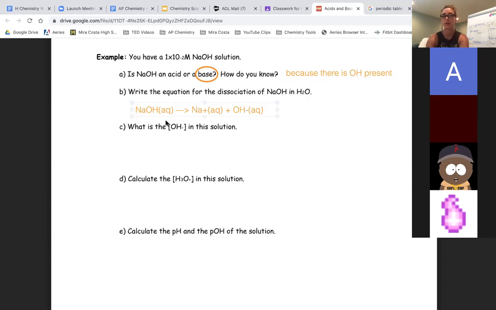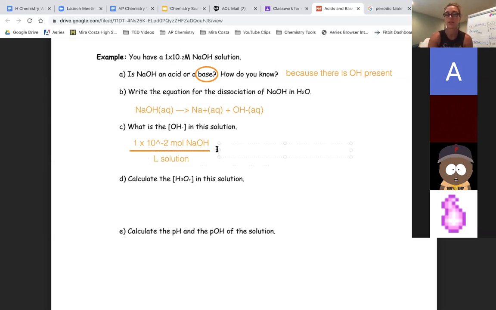Well, if you think about this in terms of stoichiometry, 1 times 10 to the negative 2 molar means that I have 1 times 10 to the negative 2 moles of sodium hydroxide, and that is per liter of solution. That's what molarity means, right?